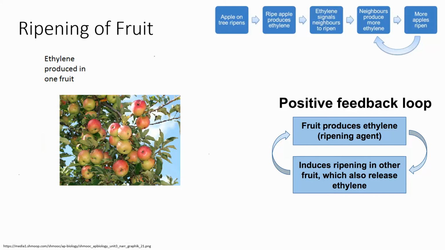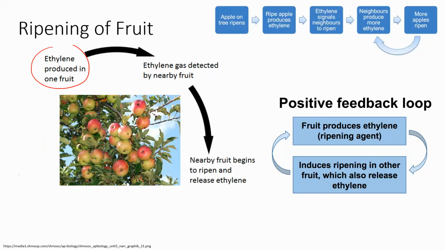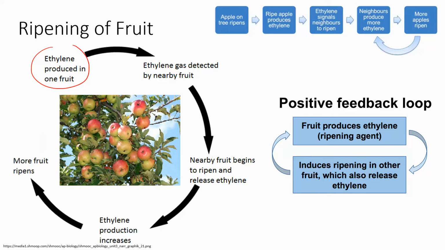So let's look at this diagram over here on the left. So we have ethylene produced in one fruit. That gas is going to diffuse to neighboring fruits. It's going to get into their cells and interact with an ethylene receptor and cause that fruit to ripen. As a part of that ripening process, that fruit releases ethylene. That ethylene will then ripen more fruit, and as more fruit ripens, that ethylene is then going to go on to trigger more and more fruit ripening.